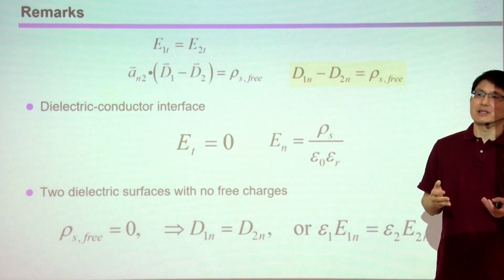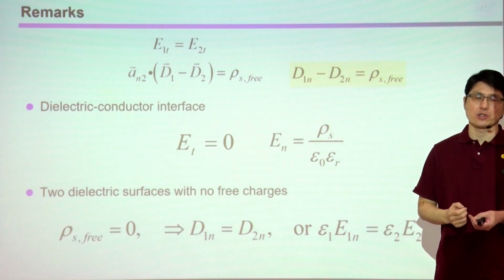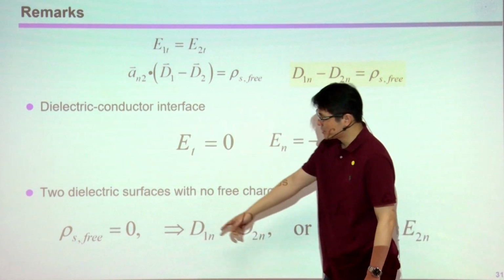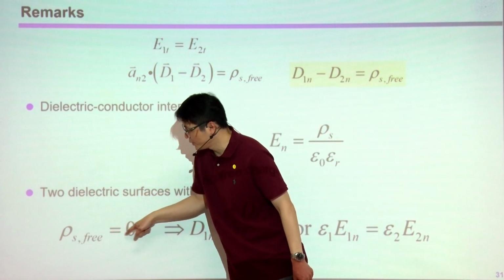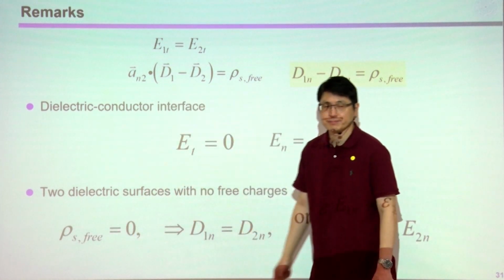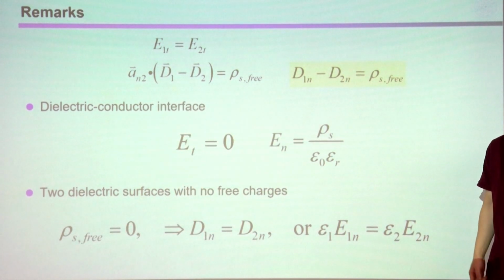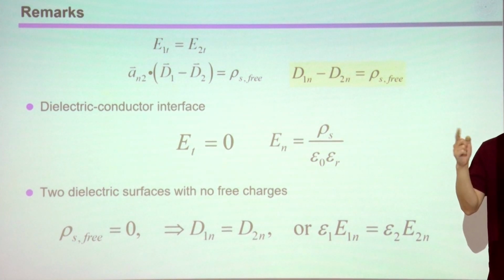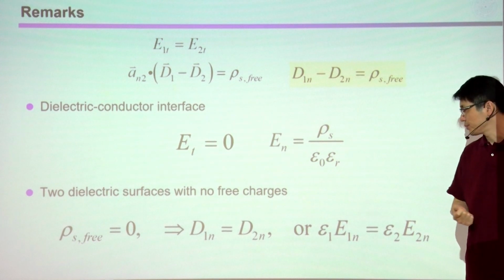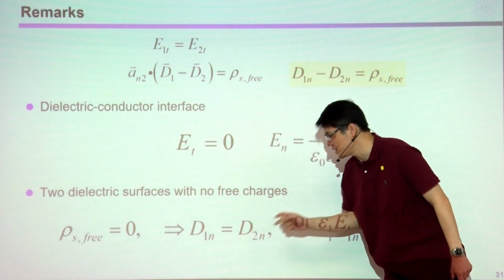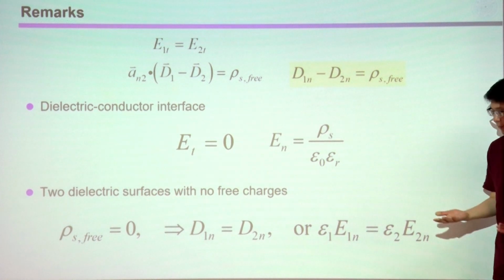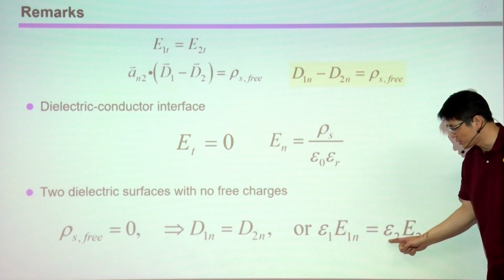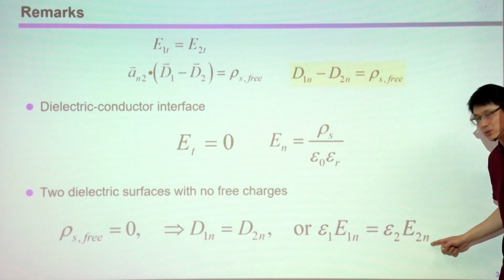Dielectrics usually are insulators, so we do not have free charges. So in this case, if I don't have free charge density, that is telling you that D1 normal is equal to D2 normal, right? D1n equals D2n. And therefore, epsilon 1 times E1 normal is equal to epsilon 2 times E2 normal.